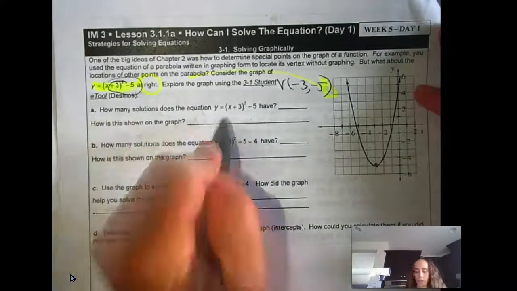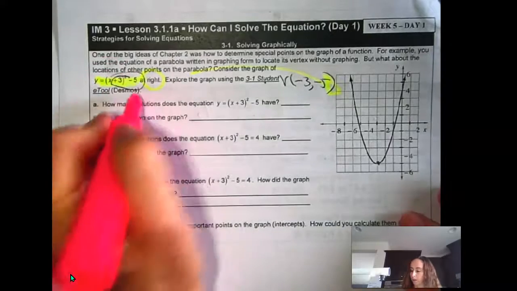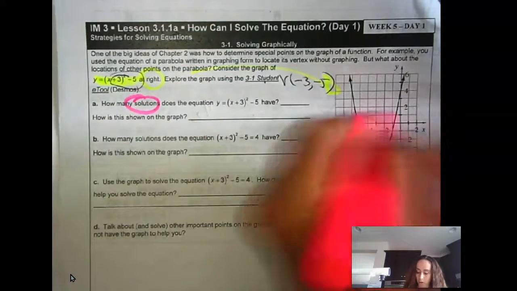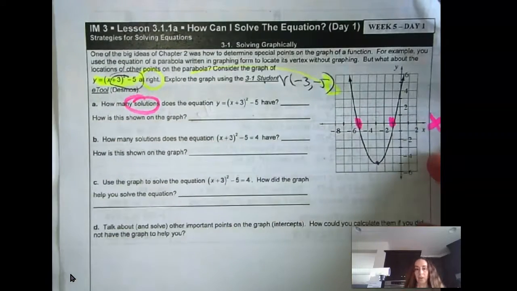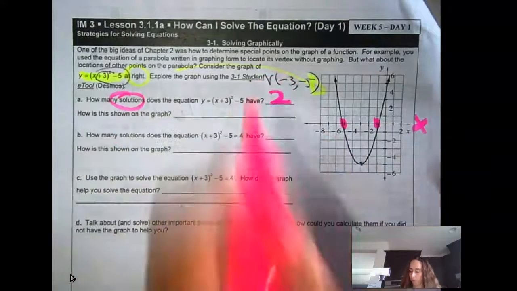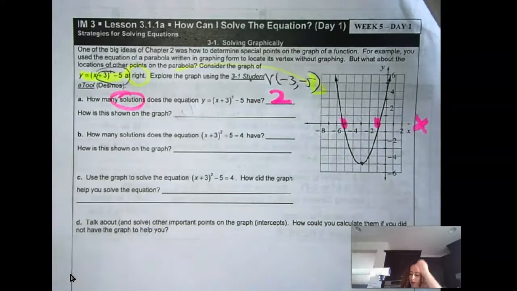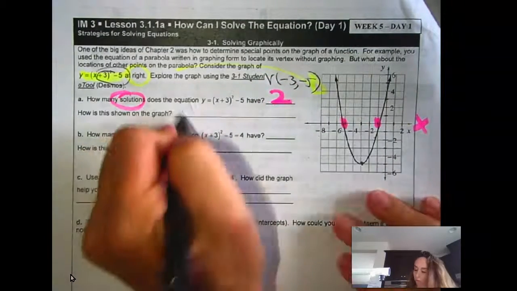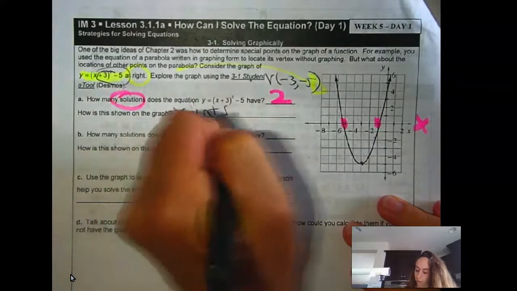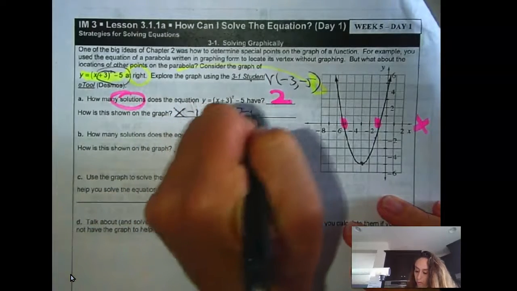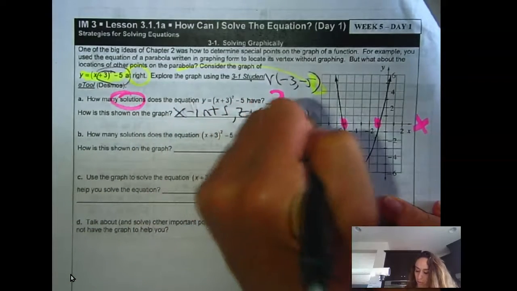So they want to know how many solutions does it have. When they're asking for how many solutions, they want to know how many times does it cross the x-axis. And that's twice, okay? And they want to know how is this shown on the graph. It's shown based on the x-intercepts. We could call it the zeros. We could call it the roots.